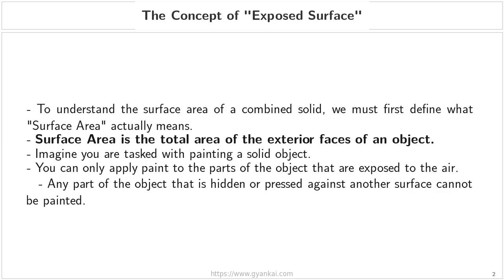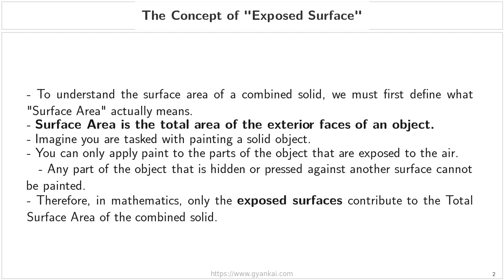To make this more intuitive, I want you to imagine you have been tasked with painting a solid object. When you pick up your brush, you can only apply paint to the parts of the object that are exposed to the air. If a part of the object is hidden, tucked away, or pressed tightly against another surface, your brush simply cannot reach it, and therefore, that part doesn't get painted. So, applying this logic to our geometry problems, in mathematics, only the exposed surfaces, the parts you could paint, contribute to the total surface area of a combined solid. Keep this painting mental image in mind, because in the next slide, we are going to see exactly how this principle applies when we join two shapes together.